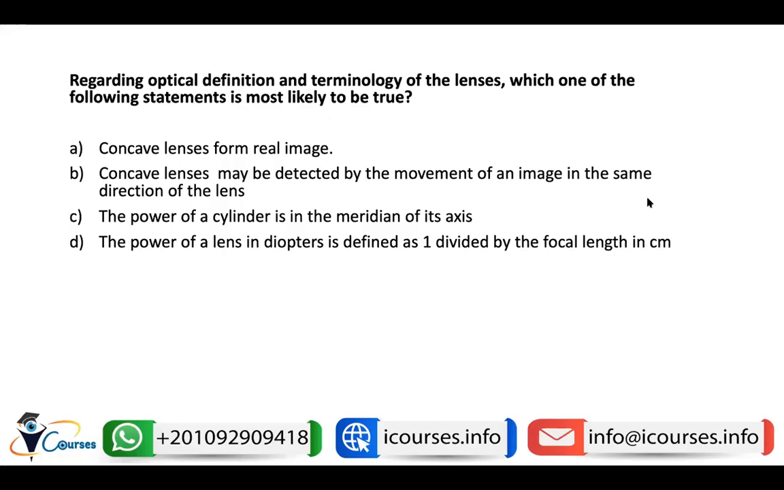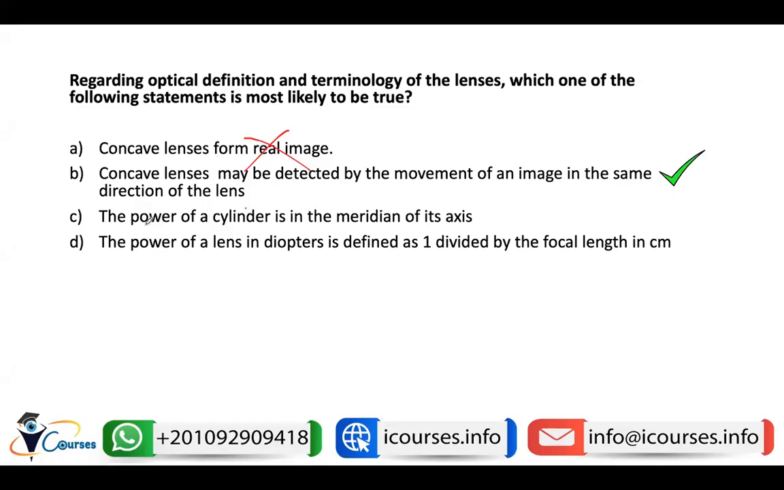So don't confuse. One of the common mistakes in these types of questions is to confuse lenses and mirrors. Focus on what the question is asking for. It's asking about lenses, not mirrors. So a concave mirror can cause a real image, but concave lenses cause a virtual image. So this is wrong. A concave lens may be detected by moving an image in the same direction as the lens. This will be the true answer.